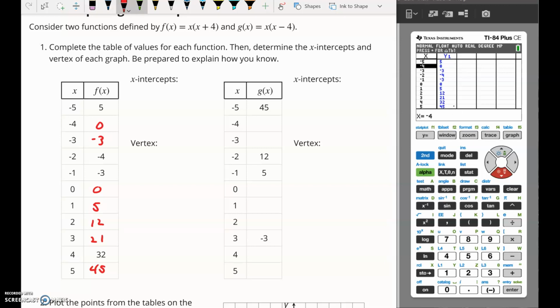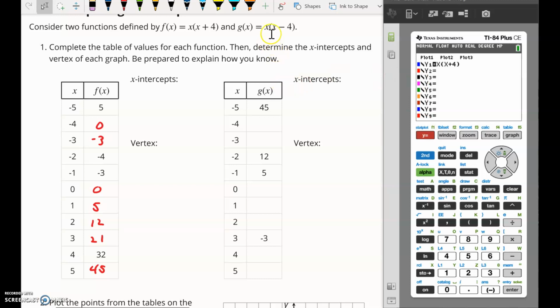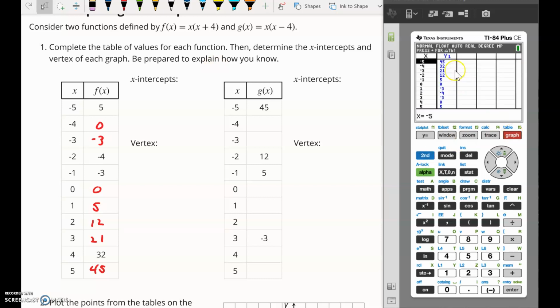Now I'm going to do the same thing. I'm going to build the table of values for my next function. Go back to the y equals. The only difference is that this is subtract. So I'm going to scroll over, and I'm going to put a subtraction, not the negative, subtraction. Now I'm going to hit enter, go back to my table, and I'm going to mark these points down. -5, 45, there it is.